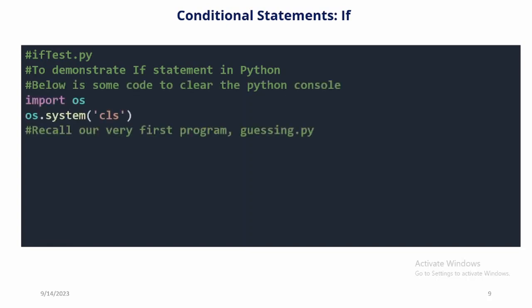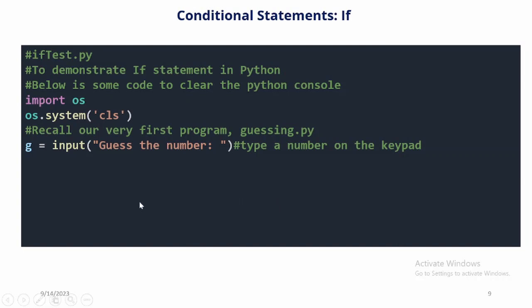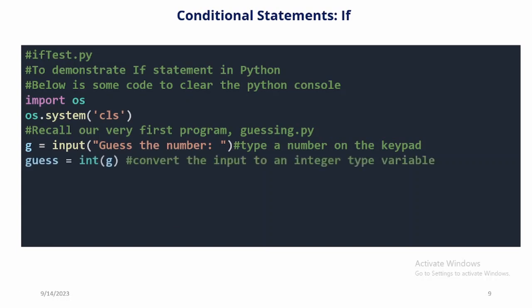So we'll clear the console as usual. If you still remember the very first program with which we started the Python course in the very first class, it was a guessing game. So we say g equal to input("Guess the number. Type a number on the keypad"), and then we'll convert the number to an integer variable. We'll call it guess to accept whatever number a person is going to type from the keyboard.